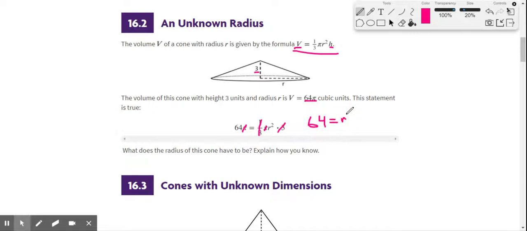So we have to go back to what we remember about square numbers. I took a number, I multiplied it by itself, and I got 64. So to find the radius, what I want to find is the square root of 64. So what times what is 64? And that would make my radius 8.